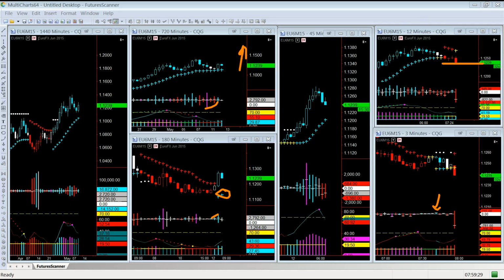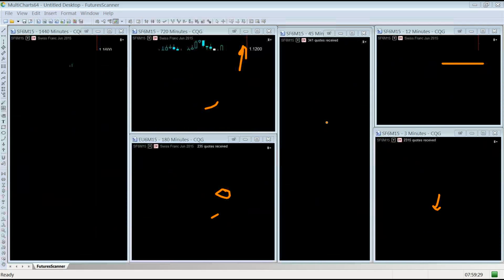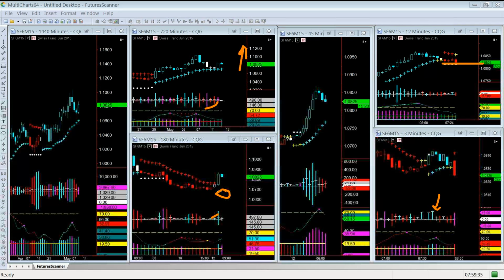Let's go look at the Swiss franc because it's got a magenta peak as well. All right, here you've got potential divergence. This was not a reversal bar. At the end of today, it may be confirmed.